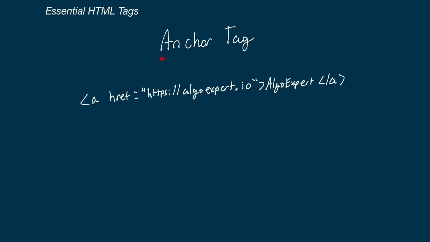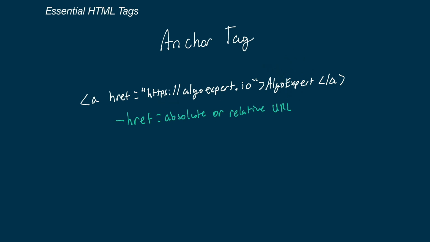Next, we have the anchor tag, and this is how we make hyperlinks. So this is the hypertext portion of HTML. The anchor tag allows us to link to other documents on the web, or even other places in the same document that we are currently on. So we use the anchor tag as just the letter A, and we have the href property, href, and this contains the link that we're going to. This can be an absolute or relative link. So in this case, we have an absolute link of algoexpert.io, and then inside of the A tag is the actual content.